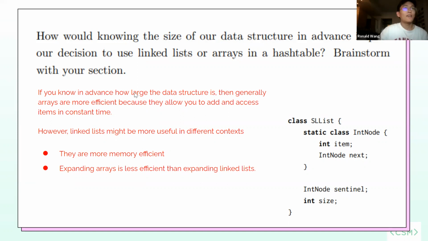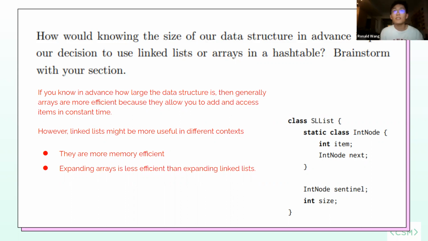The answer is, if you know in advance, based on what we looked at previously in this question, generally, if you already know how large a data structure is, then arrays are going to be more efficient because of two factors. Arrays allow you to add and access items in constant time. And if we don't have to add more values to this because we already know the size, we don't have to ever resize the array, which is the inefficient part of an array.